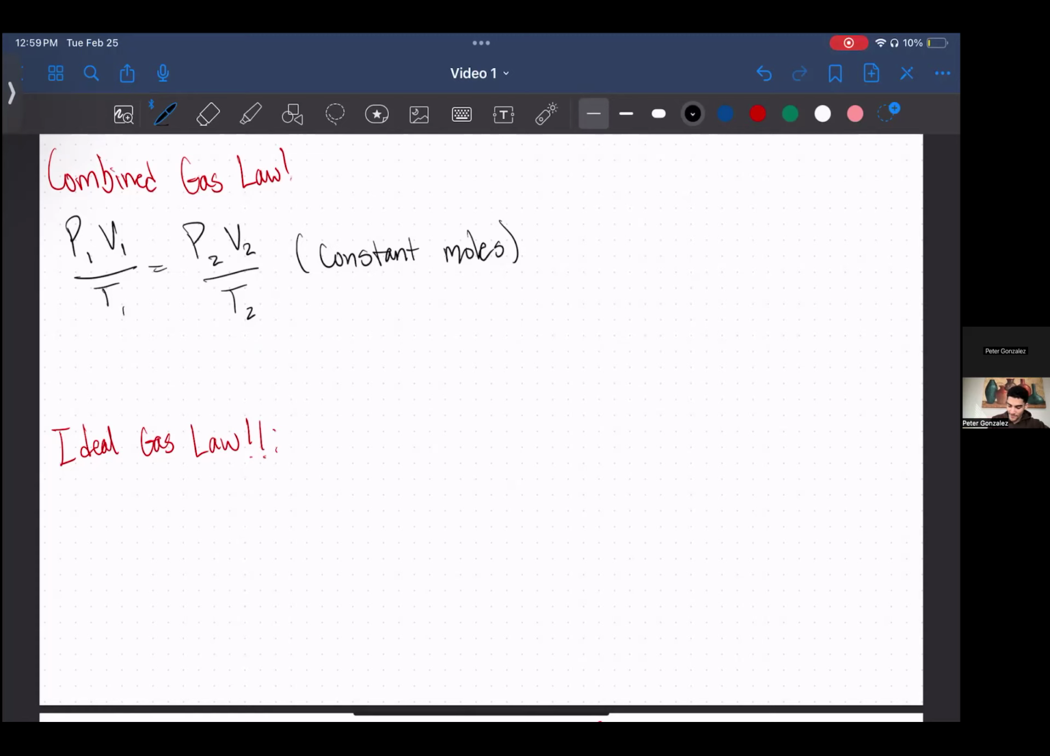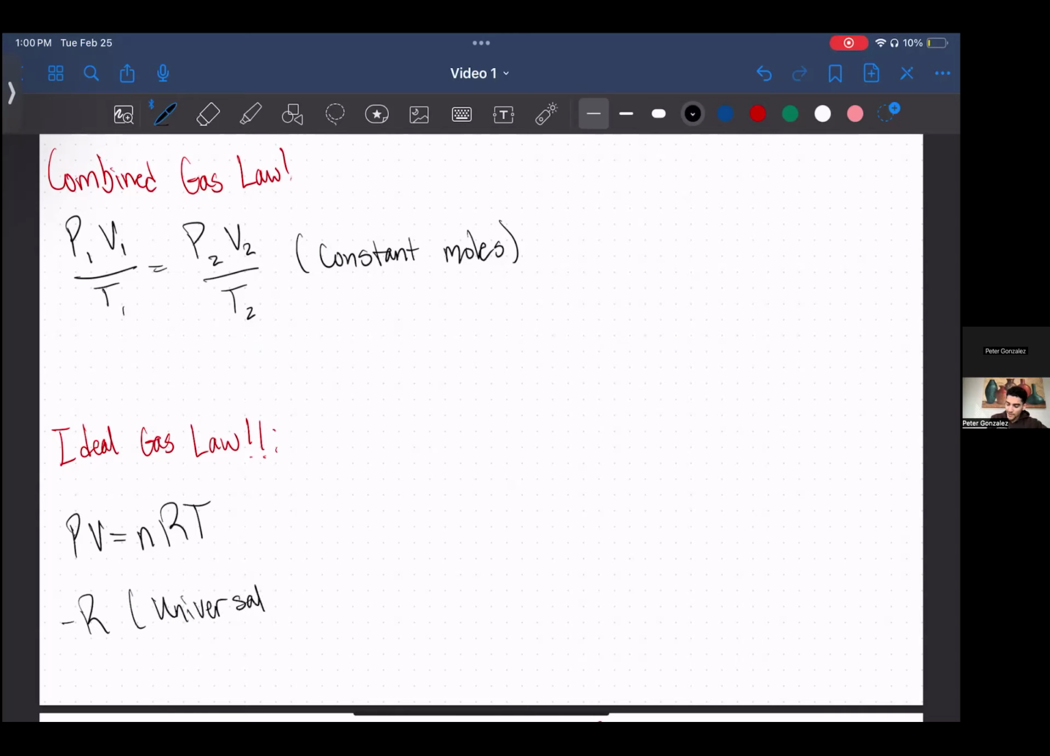So the ideal gas law takes into account all four of these equations. It considers not only pressure, volume, and temperature, but also moles. So this equation is PV equals nRT. We've now introduced a new variable, the R value. And R is the universal gas constant.